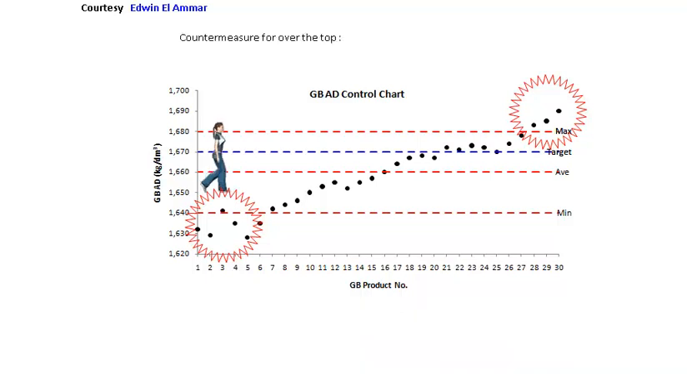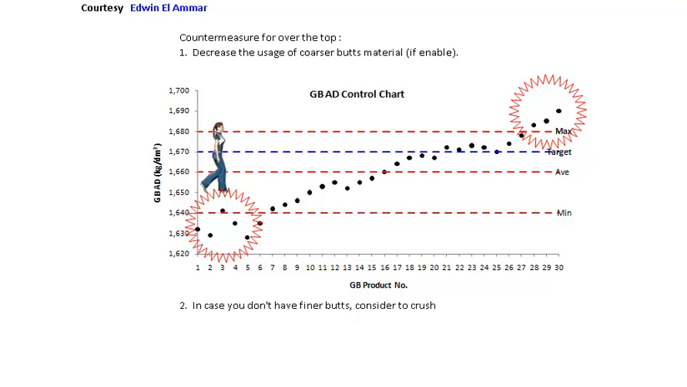Countermeasure for over-the-top: 1. Decrease the usage of coarser butts material if enabled. 2. In case you don't have finer butts, consider to crush it. 3. In case you have too much butt stock, consider to increase production capacity.